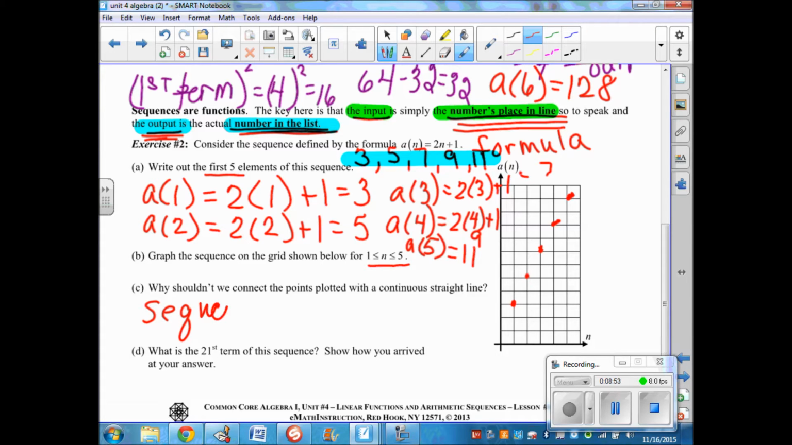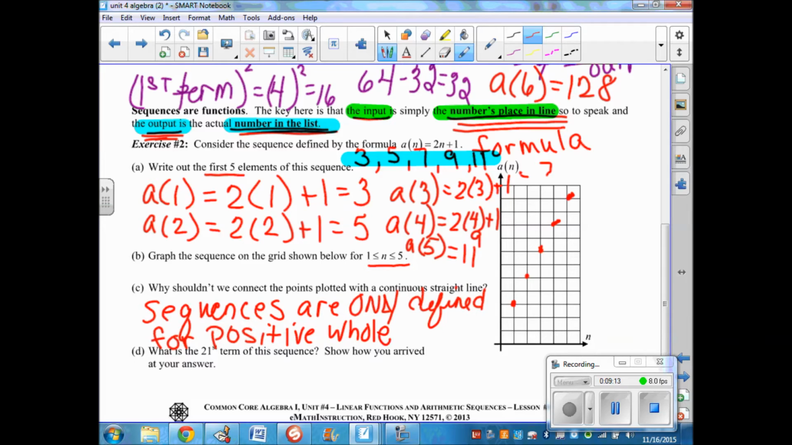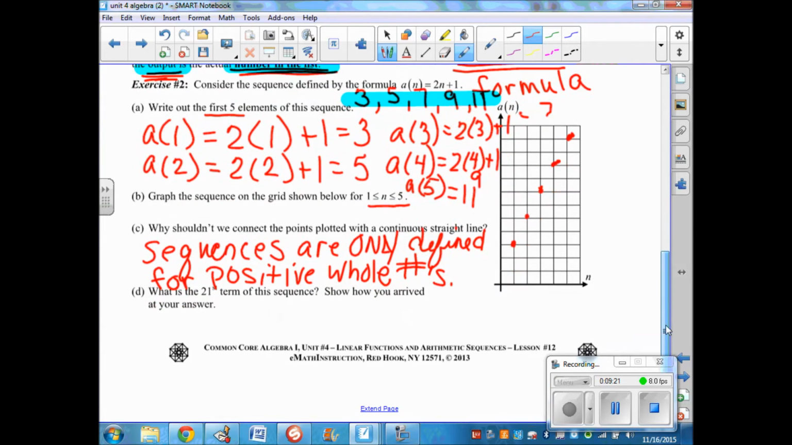Sequences are only defined for positive whole numbers. Positive whole numbers. No decimals, no fractions. Starting with 1. That's what we start with, our first term.